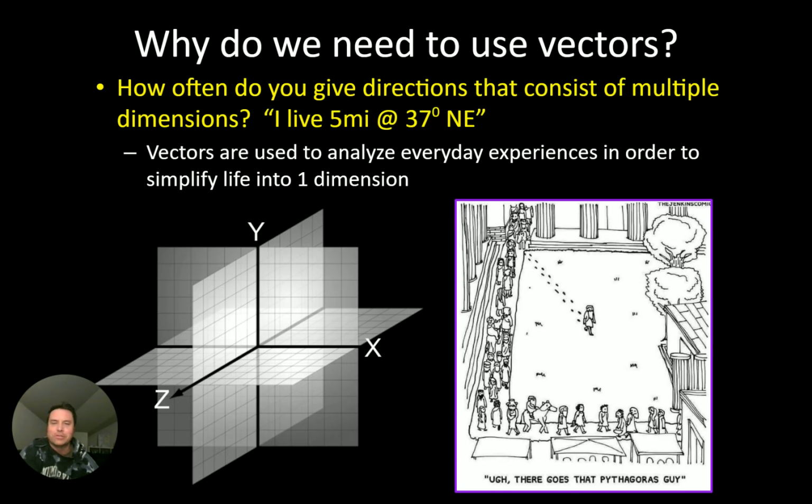So here, why do we need vectors? My best example is that we live in 3 dimensions, right? We can go left, right, up, down, in, out. We live in 3 dimensions, but we don't talk in 3 dimensions, or even 2 dimensions for that matter. Like my example up here, if someone said I live 5 miles at 37 degrees northeast, nobody does that, right? You know what I mean? They say, leave the school, go down whatever road 3 miles, and then take a right on blah blah blah, and drive another 2 miles, right?